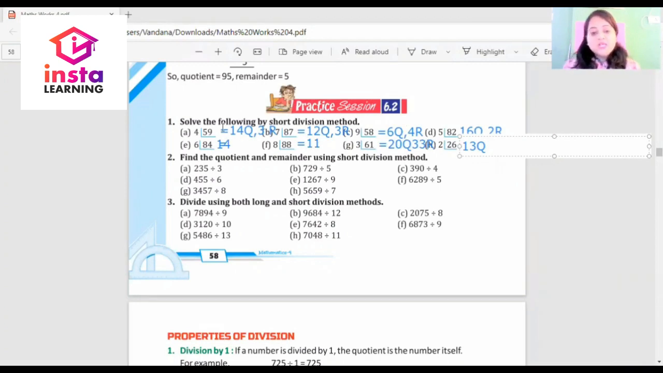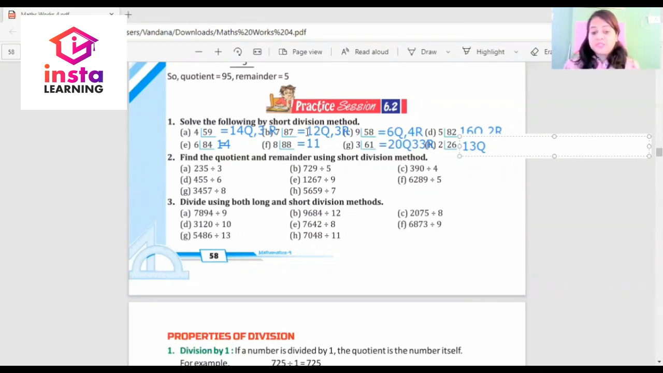Question number 1. Solve the following by short division method. So students, it's in horizontal method and this is your divisor and 59 is your dividend. So you have to write the answer, that is quotient 14 and 3 is your remainder. And in this question B, 7 is your divisor and 87 is your dividend. So write your answer and match with your answer.